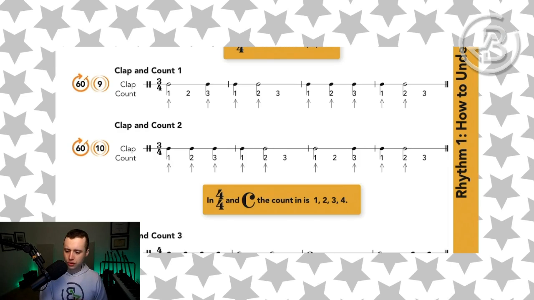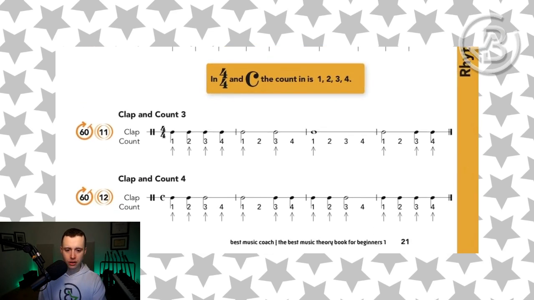1, 2, 3. 1, 2, 3. 1, 2, 3. 1, 2, 3. 1, 2, 3. There you go. That's it. You can clap and count that as well. Follow along with examples 9 and 10 from your book examples.